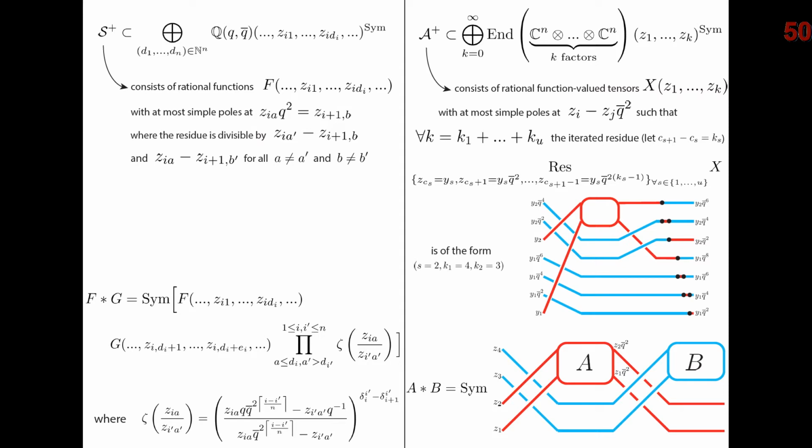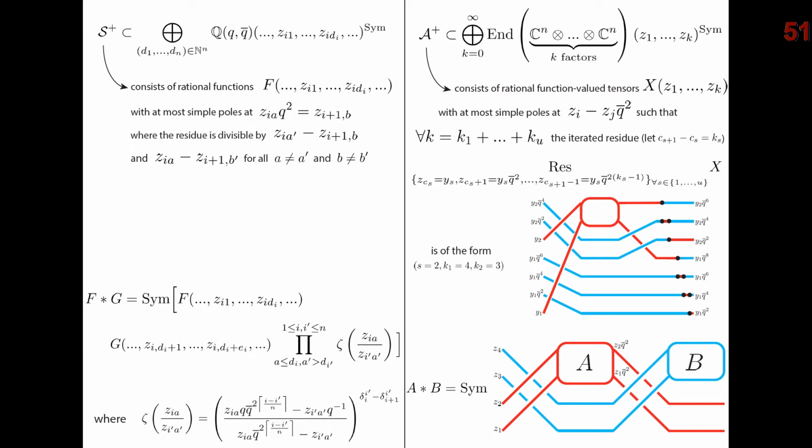The point is, if you take arbitrary rational functions on this side, the corresponding algebra will be too big. So instead, you look only at those rational function valued tensors. These are endomorphisms of C^n to the power k whose matrix coefficients are rational functions in z1 through zk, such that these rational functions only have simple poles at these expressions over here, zi minus zj q bar squared. It should actually say zi is equal to zj q bar squared, such that you have a condition on the residue of these poles. The condition is displayed in this picture over here.